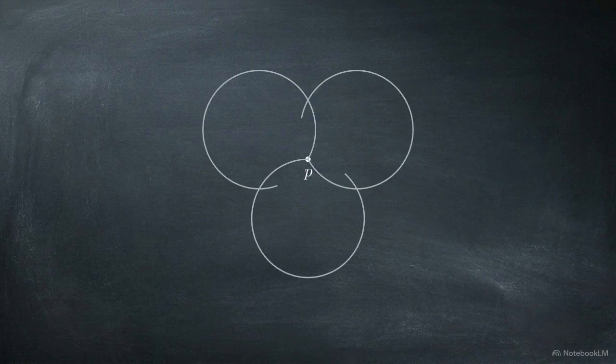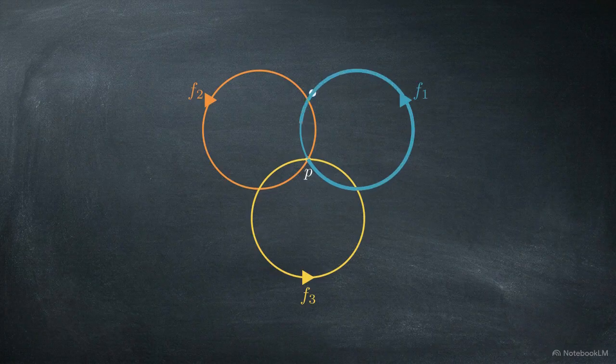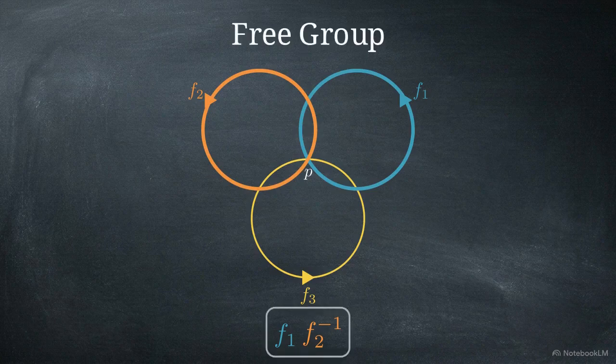Consider a wedge of circles from section 71. Circles sprout from a single base point. Each loop adds one independent algebraic generator. Traveling around loop 1, then backwards around loop 2, concatenates into the word F1, F2 inverse, forming a free group.